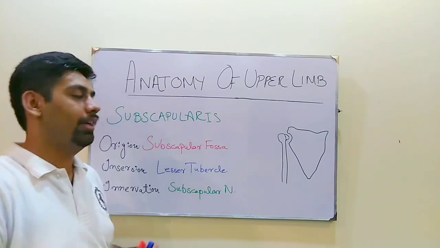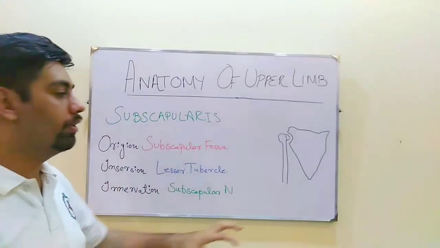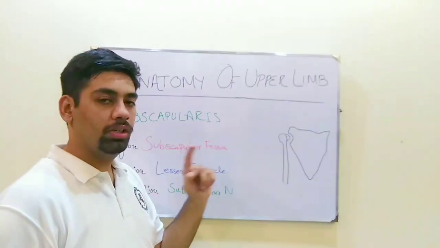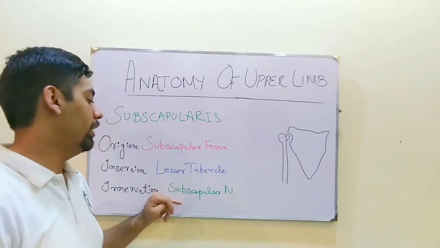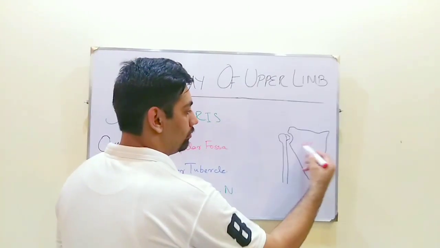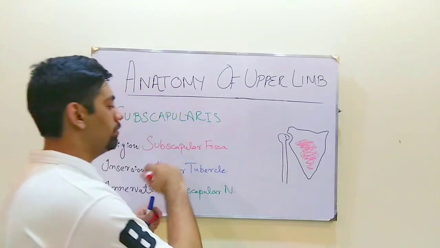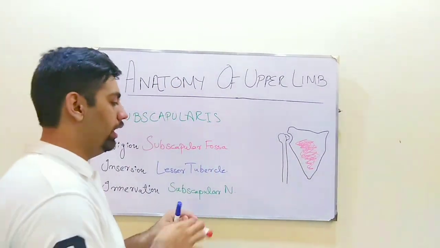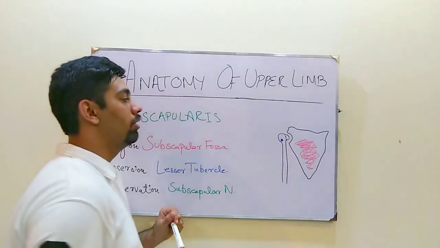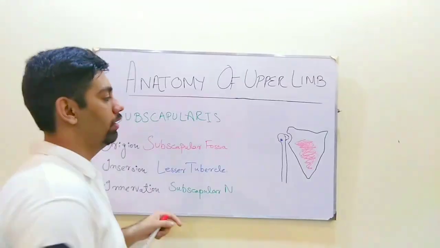Okay, now the next muscle I will be talking about is the subscapularis. The subscapularis originates from the subscapular fossa of the scapula and gets inserted on the lesser tubercle of the humerus. It is supplied by the subscapular nerve. This hollow right here is the subscapular fossa. The subscapularis originates from here and gets inserted right here at the lesser tubercle of the humerus. Talking about the action of the subscapularis, it causes the medial rotation of the arm.